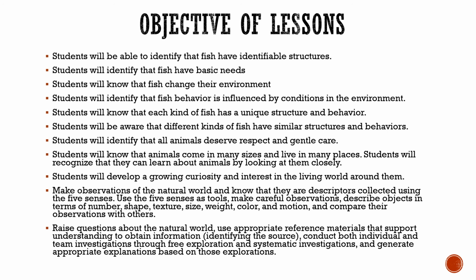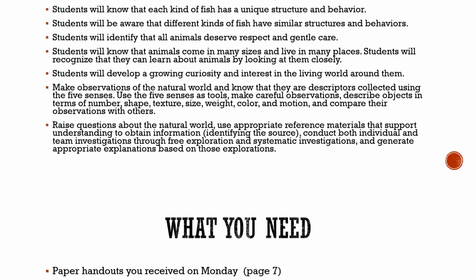You'll also be able to know that animals come in many sizes and live in many places. You'll recognize that you can learn about animals by looking at them closely. That means making observations about the natural world and know that there are descriptors collecting using those 5 senses. So we're using our sense of sight to see, our sense of hearing to hear, and making all kinds of observations and raising questions about the natural world with those.